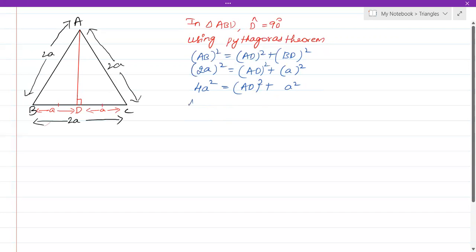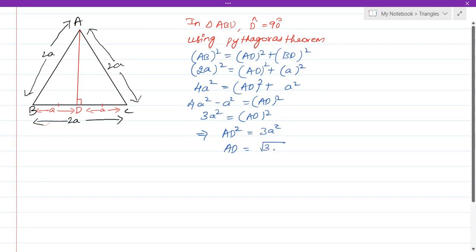Transposing A square to the other side, that is LHS, we get 4A square minus A square is equal to AD square. 4A square minus A square is 3A square. So AD square is equal to 3A square, or AD is equal to square root of 3A square. Square root of 3, we cannot find it, so let's keep it as it is. Square root of A square is A.